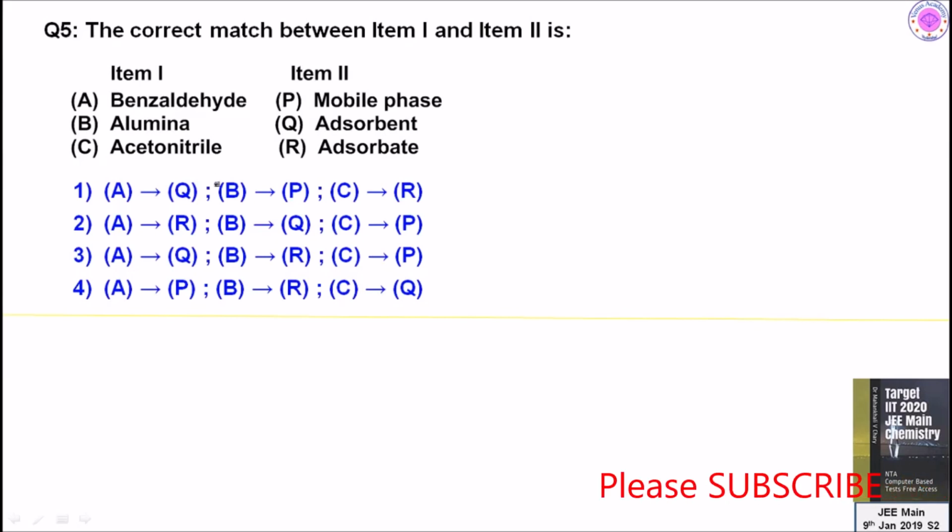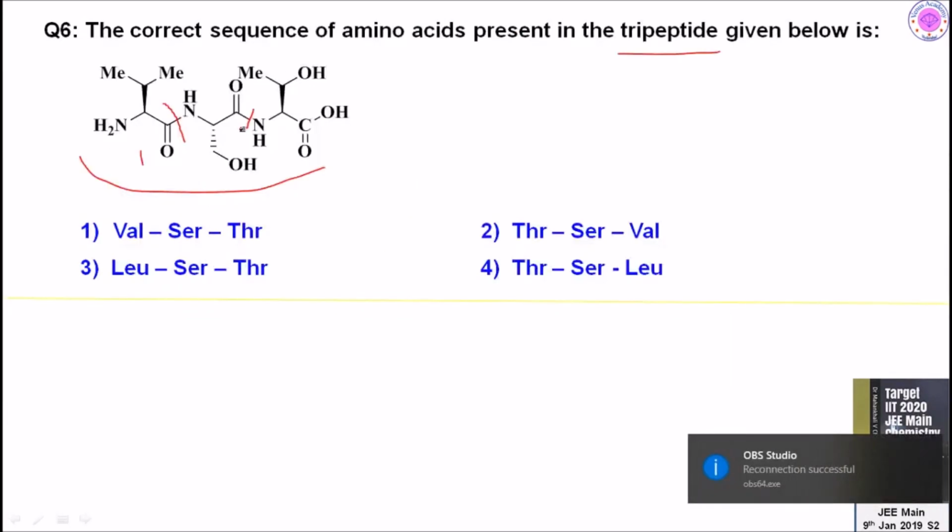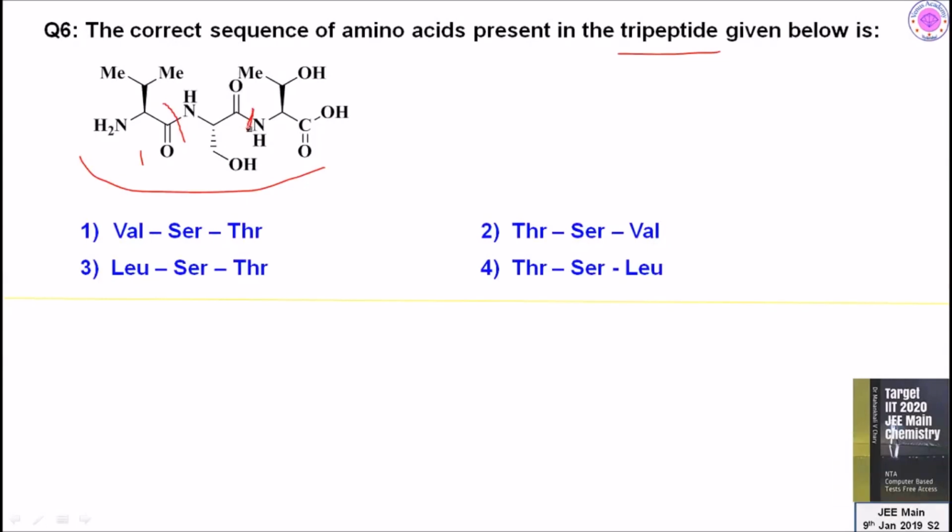Next, the correct match between item 1 and item 2. They have given item 1 and item 2. A, benzaldehyde, alumina, acetonitrile. What about item 2? Yes friends, mobile phase, adsorbate. Dear friends, it is very simple to answer this type of question. What are they asking? They are asking about benzaldehyde. Is it going to be adsorbent or adsorbate? Adsorbate, right? This is another amino acid, that is the second amino acid, and this is the remaining third amino acid.